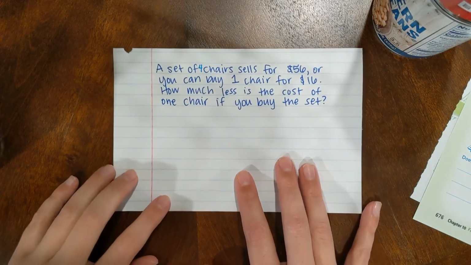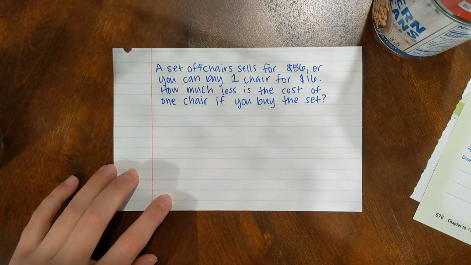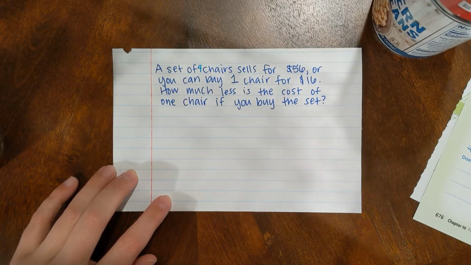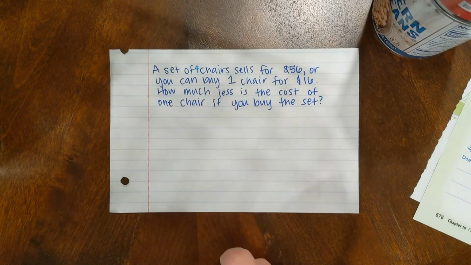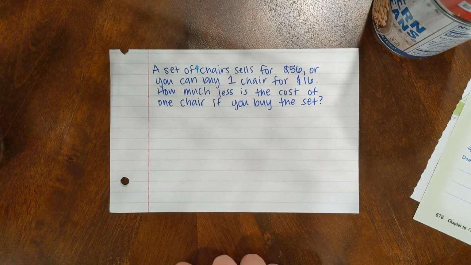Okay, so let's do a practice review problem. I will read it to you, then you can pause and solve it on your own. A set of 4 chairs sells for $56, or you can buy 1 chair for $16. How much less is the cost of 1 chair than if you buy the set? Okay? Go ahead and solve.